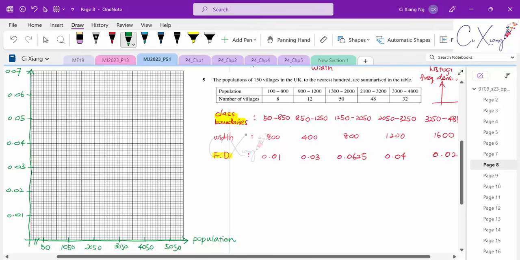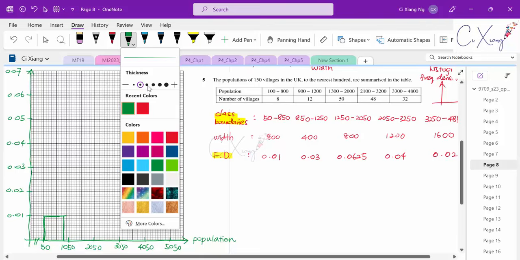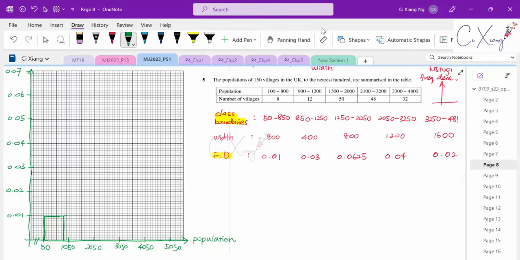The first class is from 50 to 850, and then the height should be 0.01. So from 50 to 850 should be somewhere here. Start from 50. So 850 should be somewhere here. Okay, maybe I can make my pen look thicker. Wait, can I adjust it slightly? Okay, so this is my first class from 50 until 850, and then the height is 0.01.